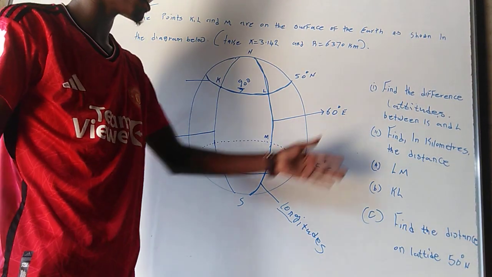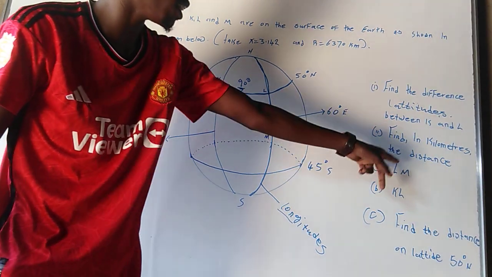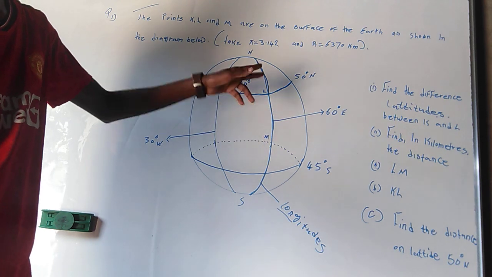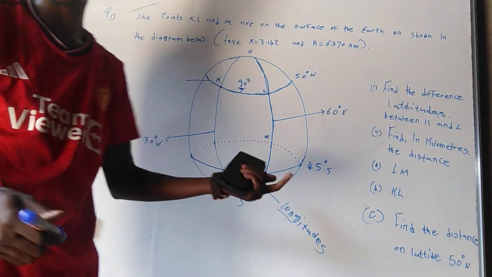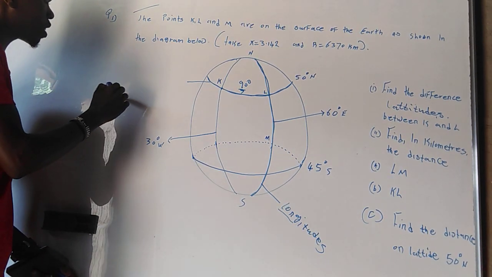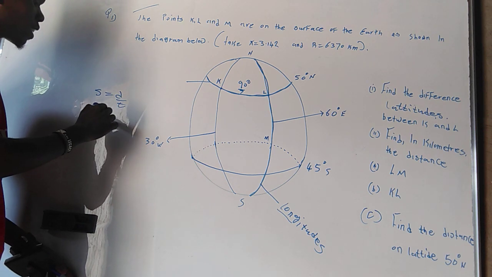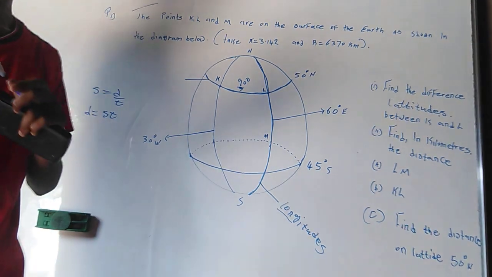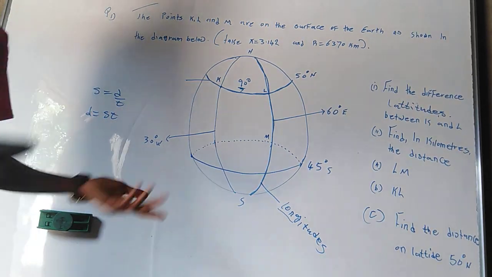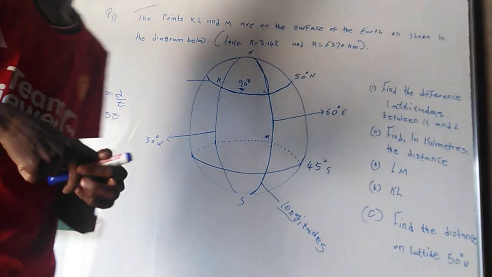The second question says: find in kilometers the distance LM. Under coordinate geometry, the formula for distance, speed is equal to distance over time, where you make d the subject of the formula, is not applicable here. Here we don't have the time, and we also don't have the speed, so it's very difficult for us to come up with the distance.